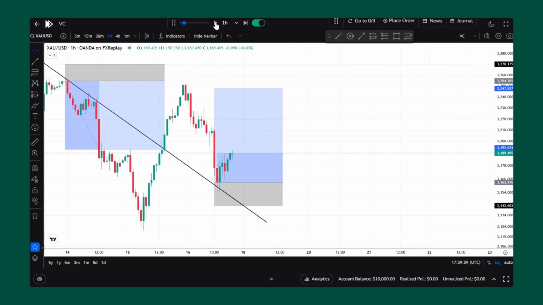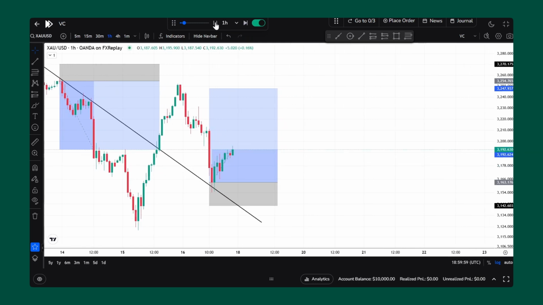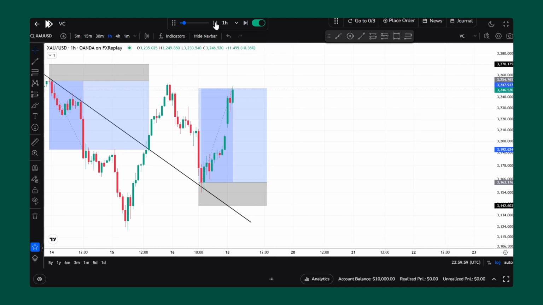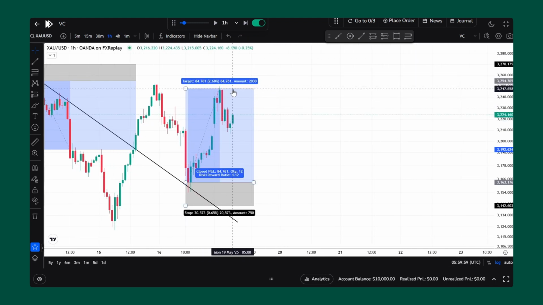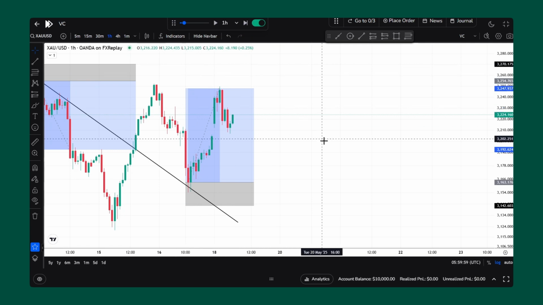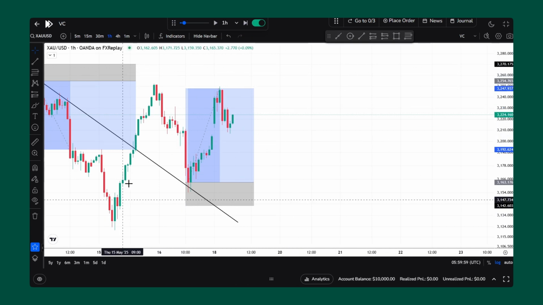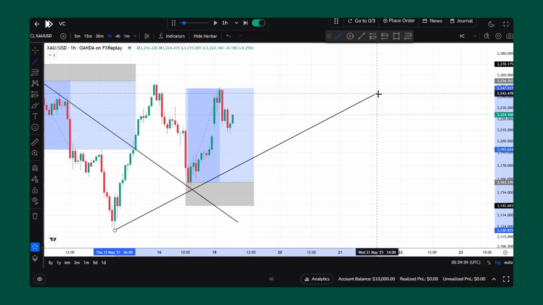Okay, price seems to respect it. Okay, already it has gotten to our take profit level. And there's something you need to notice. As market changes direction after the break of this trend line, a new buy trend line seems to be forming.